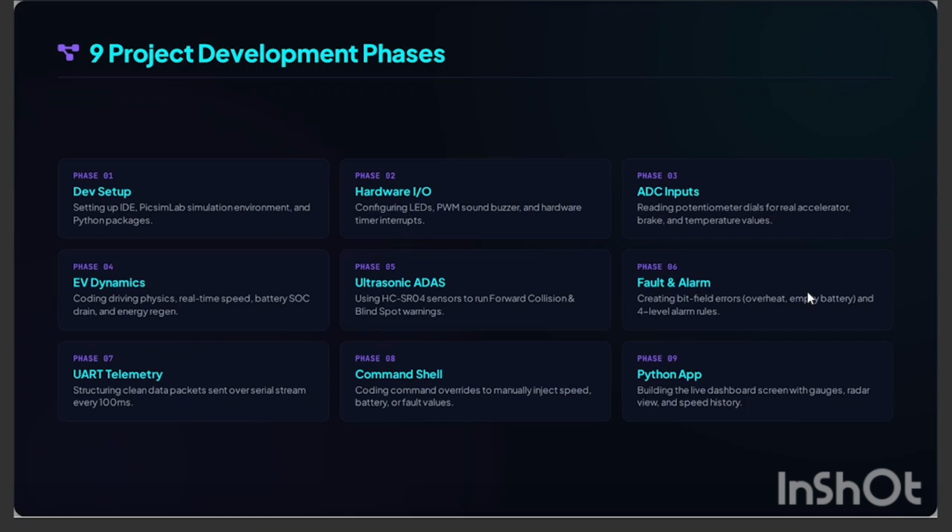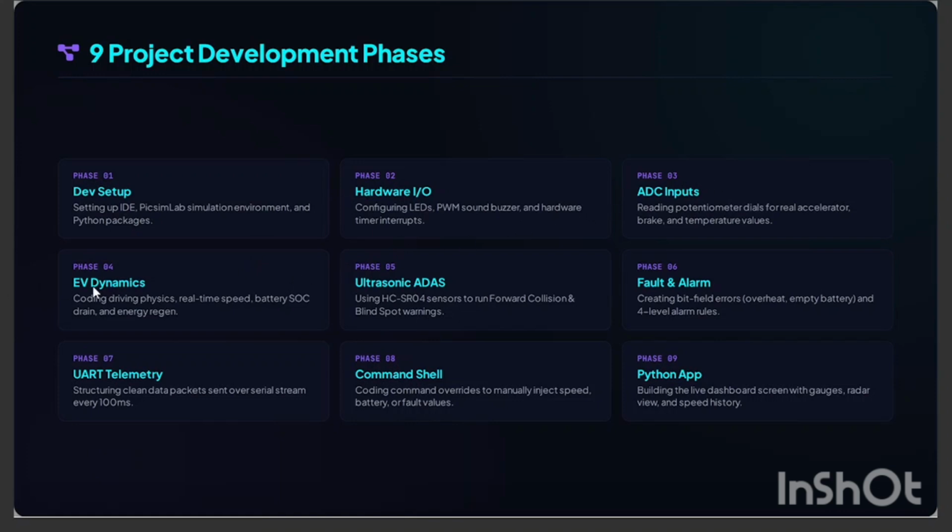The 9 project development phases. To ensure a robust system, the entire development workflow was organized into 9 structural phases, executed step by step. Phase 1 and 2. Setting up the STM32CubeIDE environment, configuring PiximLab, initializing the GPIO pins, setting up a PWM channel for an active warning buzzer, and stabilizing hardware timer interrupts.